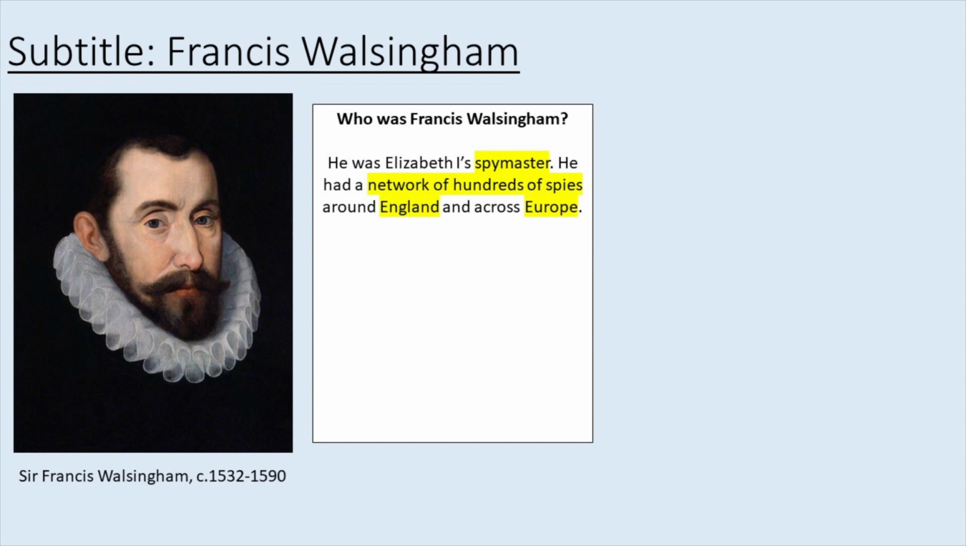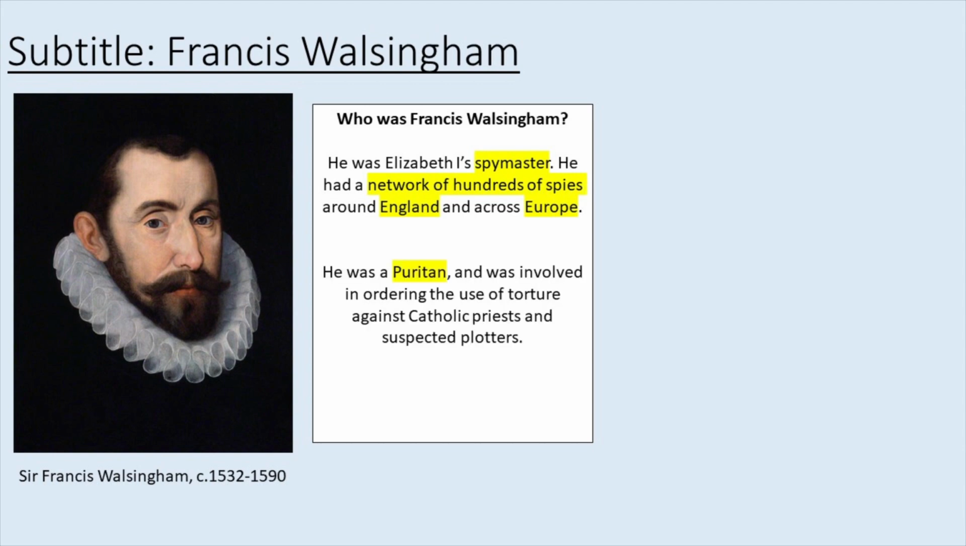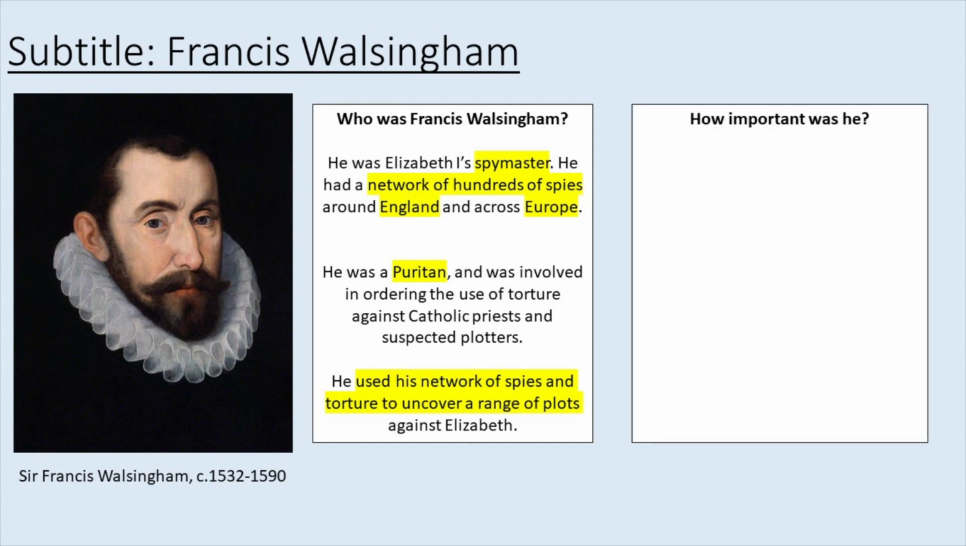He was Elizabeth I's spymaster. He had a network of hundreds of spies around England and across Europe. He was a Puritan and was involved in ordering the use of torture against Catholic priests and suspected plotters. He used his network of spies and torture to uncover a range of plots against Elizabeth. But how important actually was he?